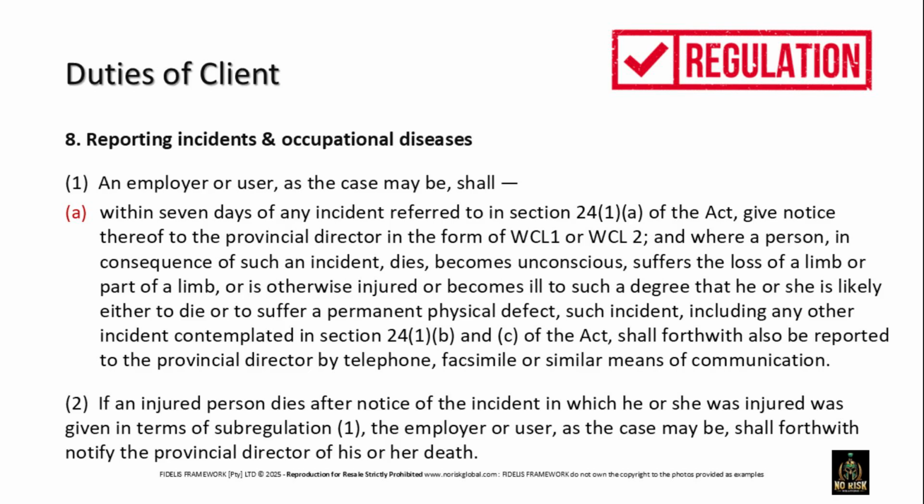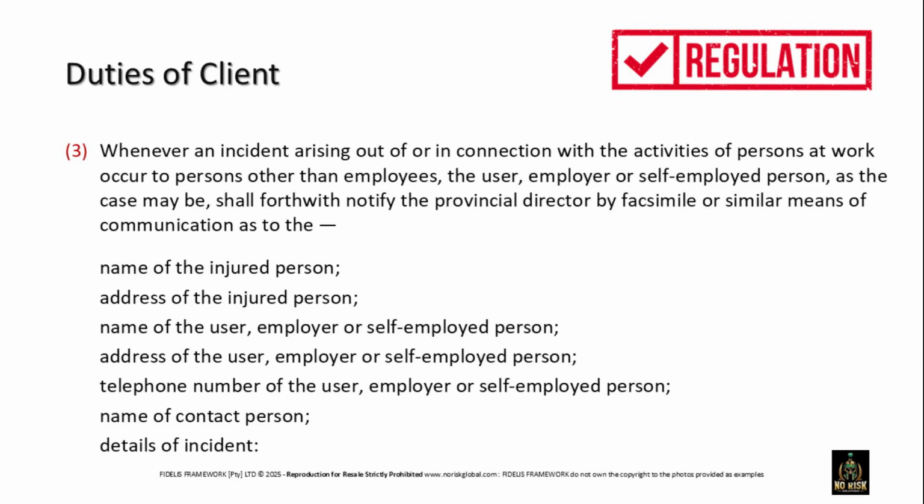Employers must report incidents to the provincial director within 7 days. They should also report any serious injuries or diseases to the director using appropriate communication methods. When incidents occur at work, employers must notify the provincial director with detailed information about the injured person and the incident. This includes names, addresses, and contact details.